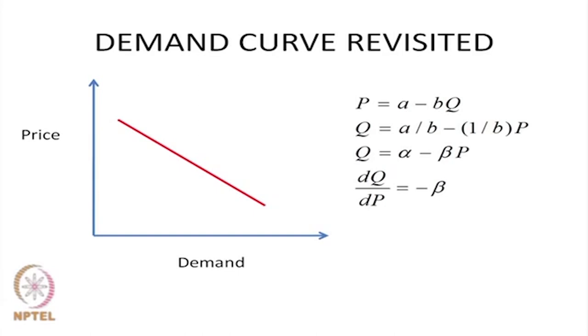And assuming A divided by B as alpha and 1 by B as beta, we get quantity Q as equal to alpha minus beta into P. Now, this is the demand curve equation expressing quantity demanded as a function of price P. So, from here we find out the first differentiation of Q with respect to P, which is basically the slope of the demand curve, and that is equal to minus beta. Beta being positive, minus beta is negative, and therefore, the demand curve has a negative trend.